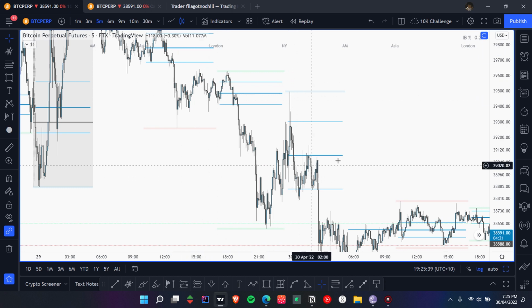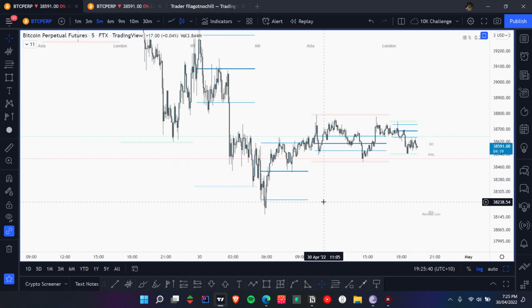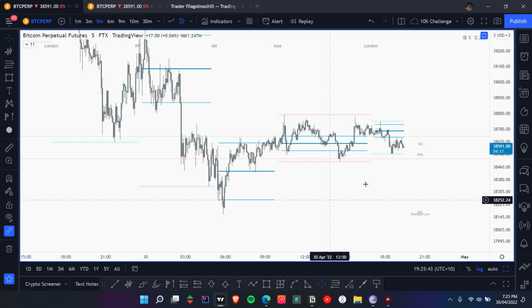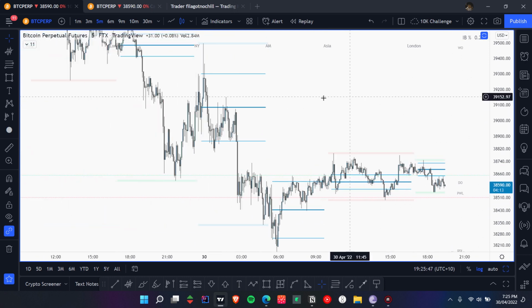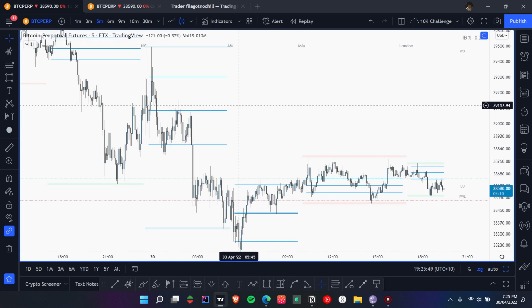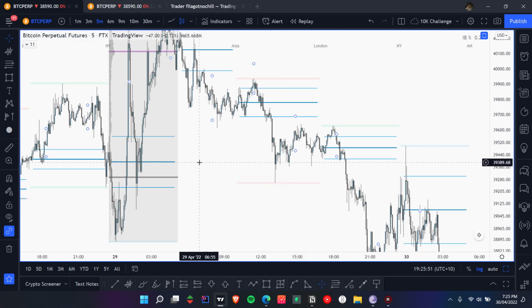Initial balance low. So this is how you can form your market structure bias. You can either use the higher time frame candles or you can use just initial balance. For me, initial balance works better.